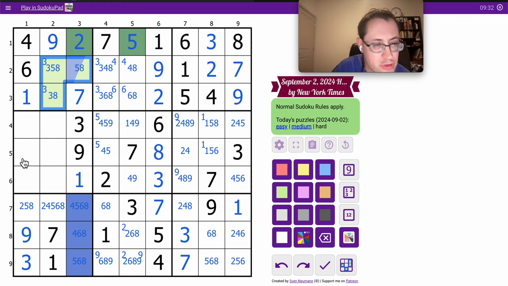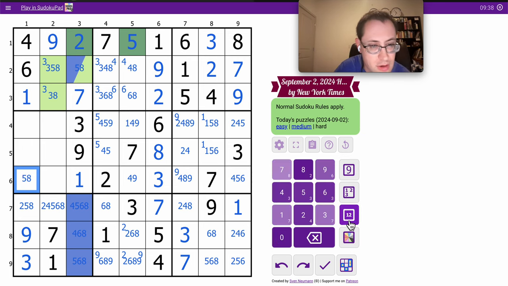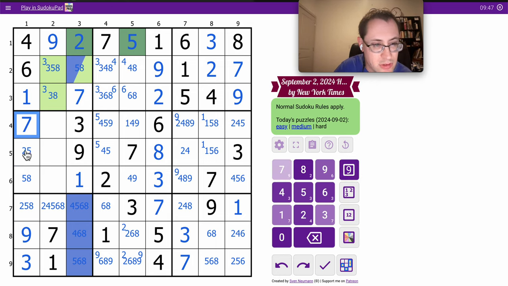Okay, one, three, four, six, nine in column one. I need two, five, seven, and eight. That one is down to five or eight. This is two or five. Places that cell is seven. There's a triple.